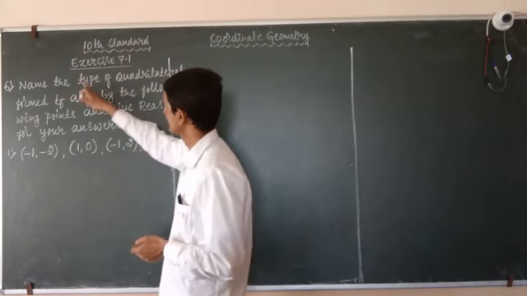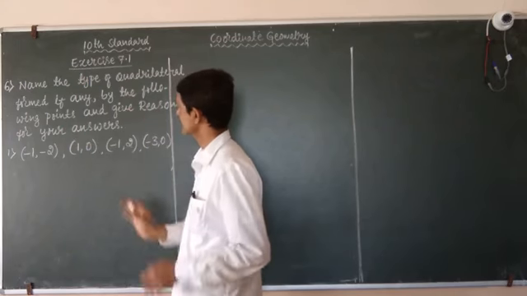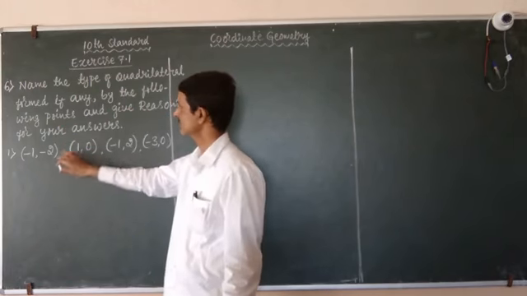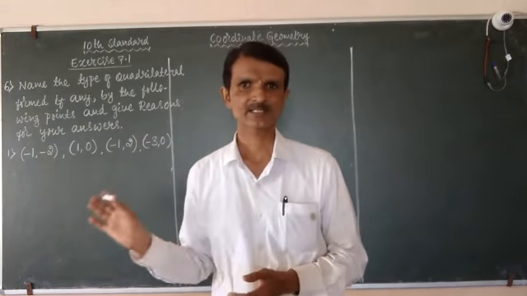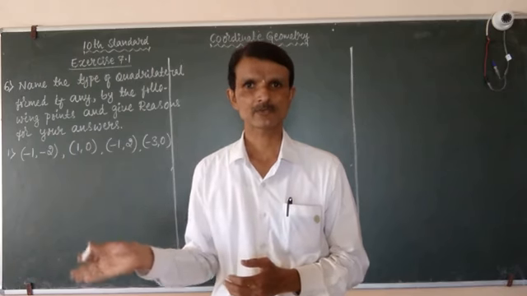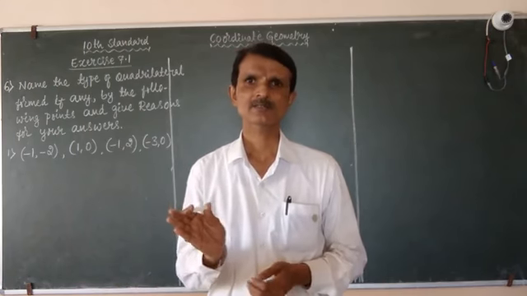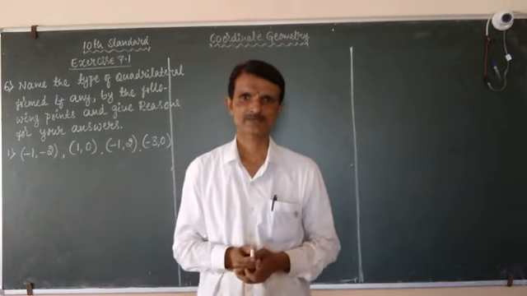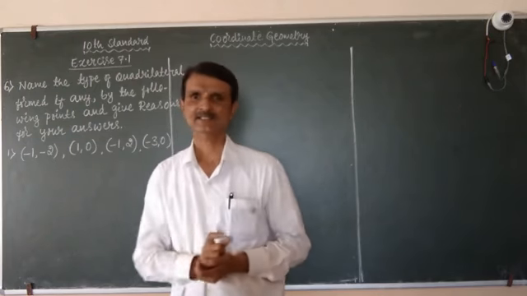Name the type of quadrilateral formed, if any, by the following points and give reasons for your answers. So that means, students, we have to find out the distance between the 2 points. Since it is a quadrilateral, we have to find the lengths of all the 4 sides and also the diagonals. ಎಲ್ಲ 4 sides ನ ವ್ಯಾಲ್ಯೂಸ್ ಫೈಂಡ್ ಔಟ್ ಮಾಡಬೇಕು. ಆ ನಂತರ ಡಯಾಗ್ನಲ್ಸ್ಗೂ ವ್ಯಾಲ್ಯೂಸ್ ಫೈಂಡ್ ಔಟ್ ಮಾಡಿದಾಗ, which type of quadrilateral it is, we can say.